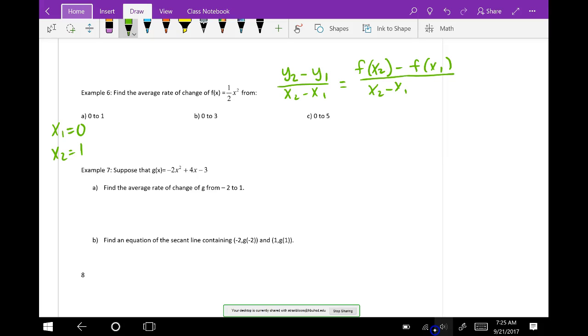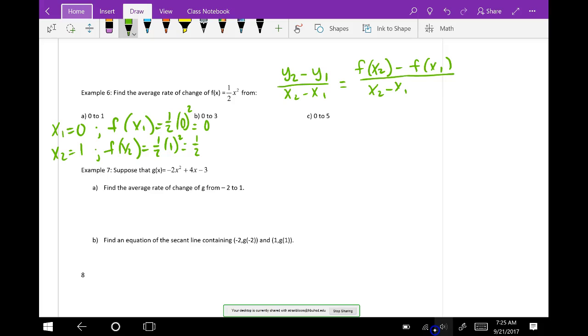Well, to use the formula, what else do we need? The y's. How do we find the y for the first x? F of x1. What do we do? Plug it in. Let's do it. 1/2 times 0 squared is still 0. Okay, plug in 1. F of x2 equals 1/2 times 1 squared, which is 1/2. Okay, we got everything we need.